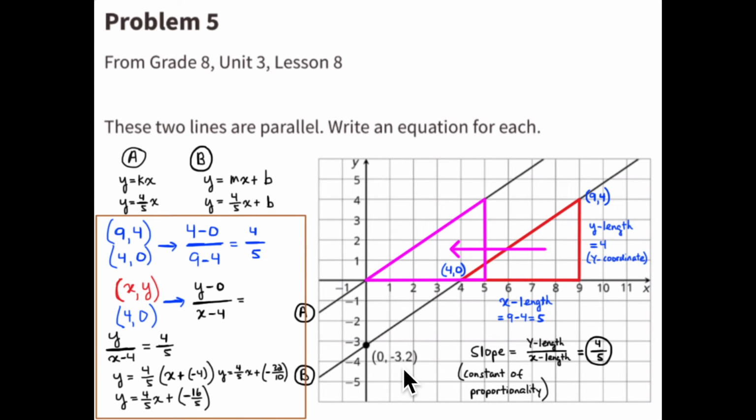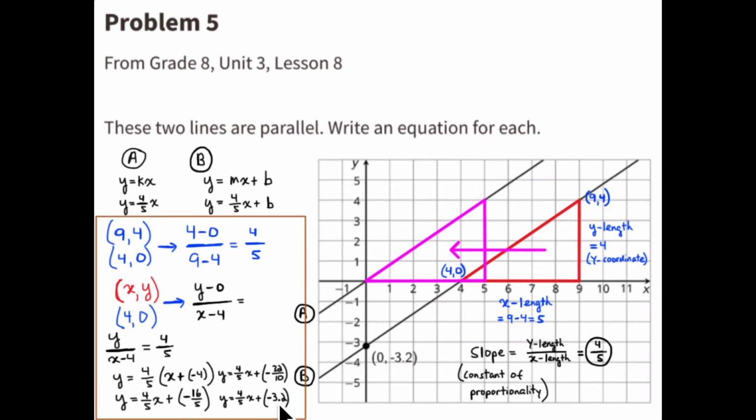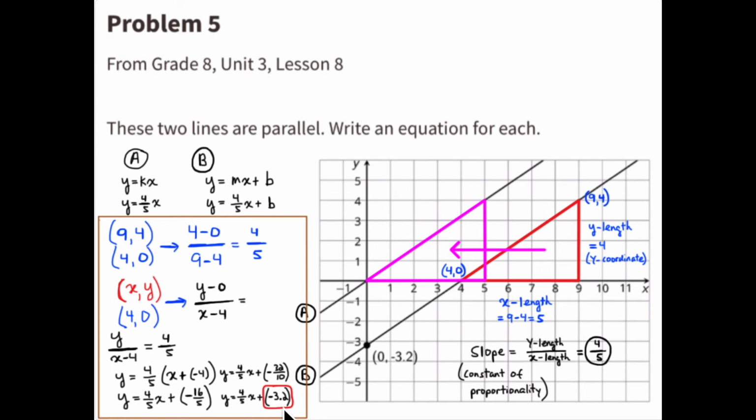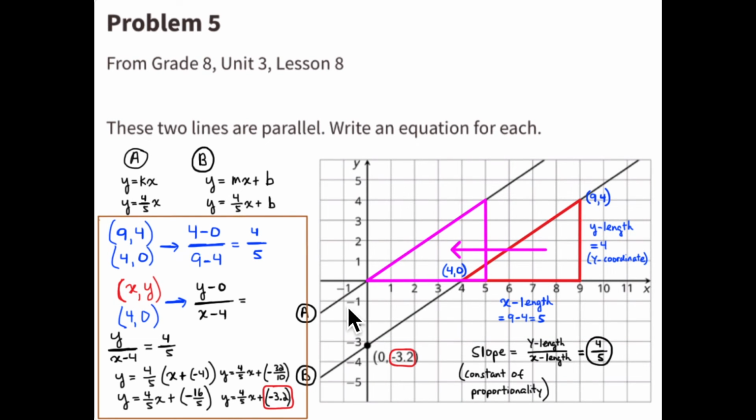This is a negative 32/10, which is the same as a negative 3 2/10. So this is that adjustment, negative 3 2/10. So y is equal to 4/5 x plus a negative 3 2/10. And so b checks. I get the same value. I get this negative 3 2/10 by calculating it up here, replacing one of the coordinates with x and y. So negative 3 2/10, and that is b.